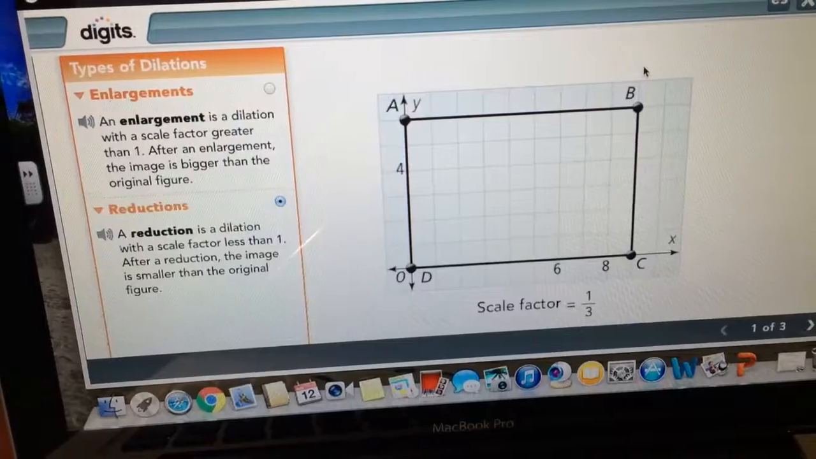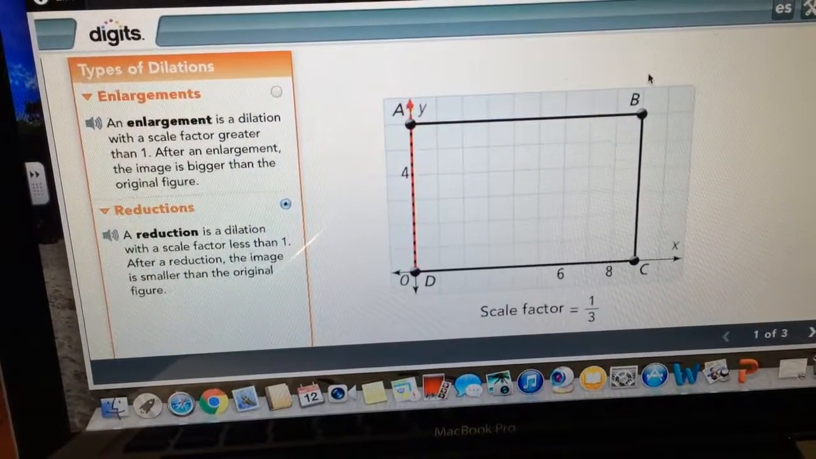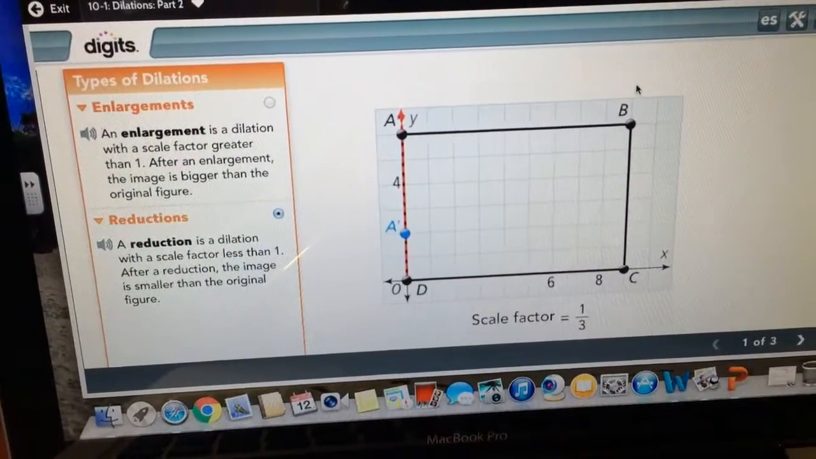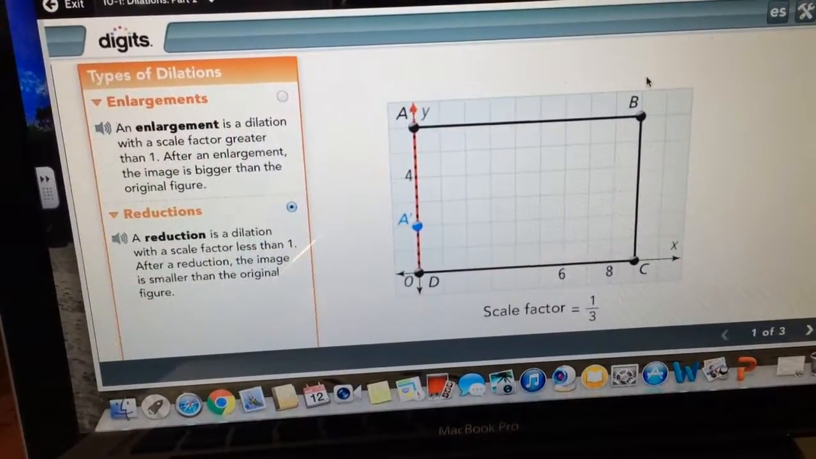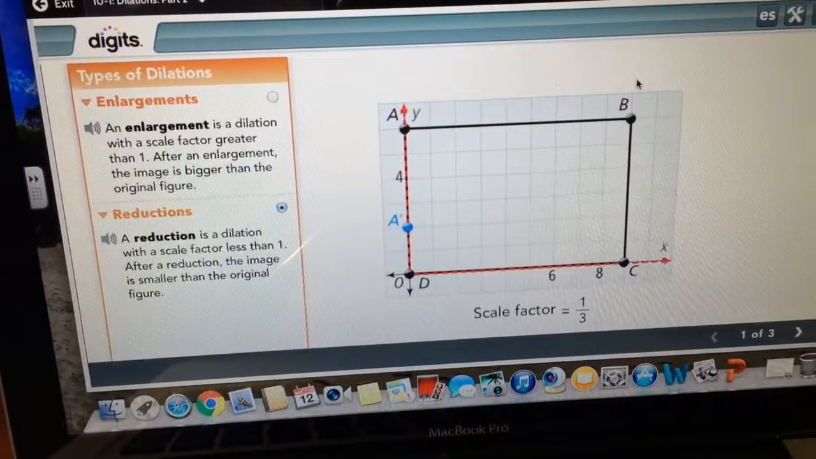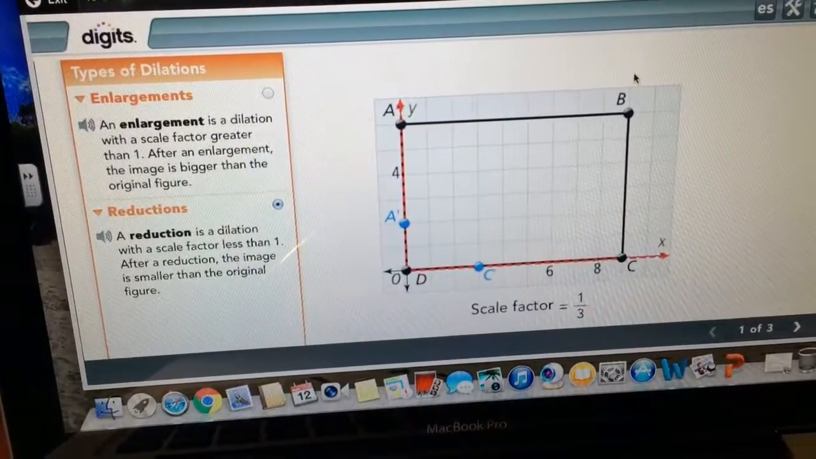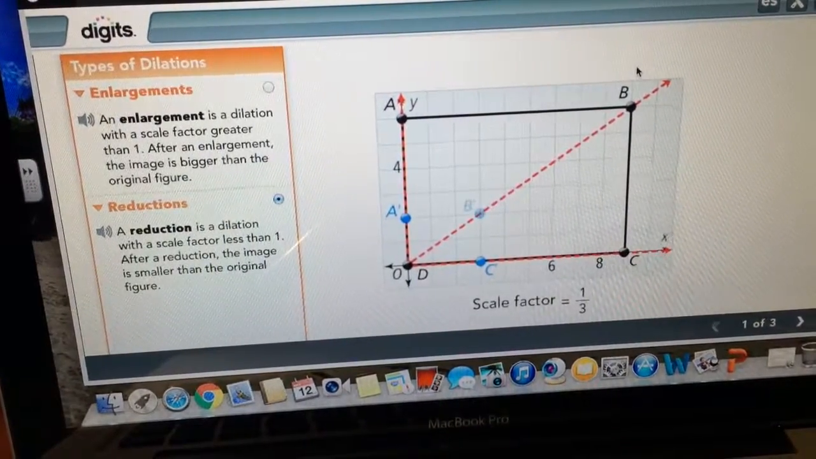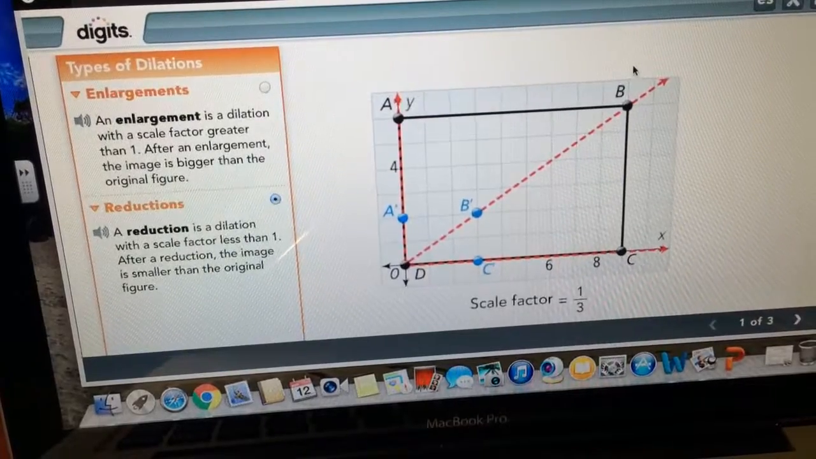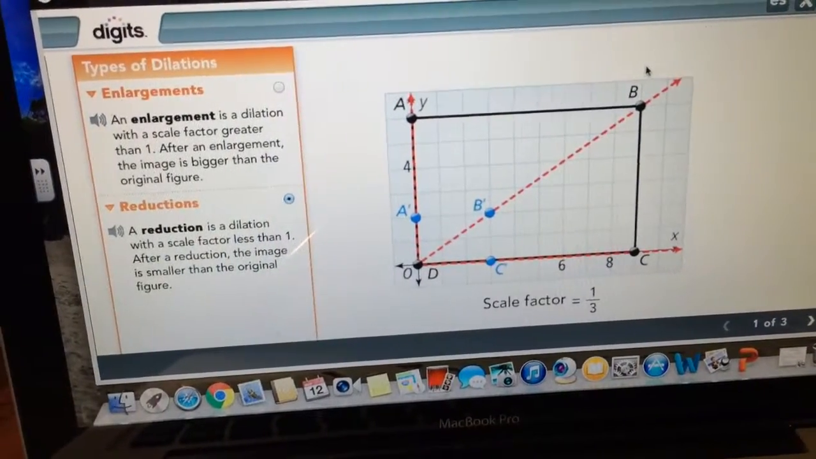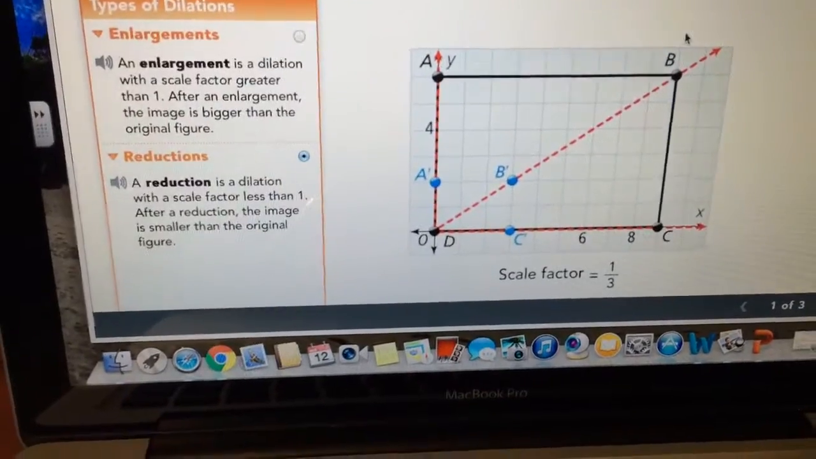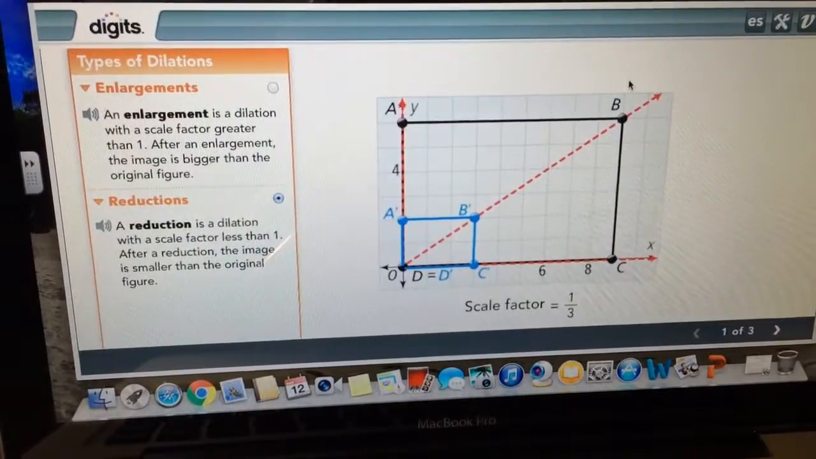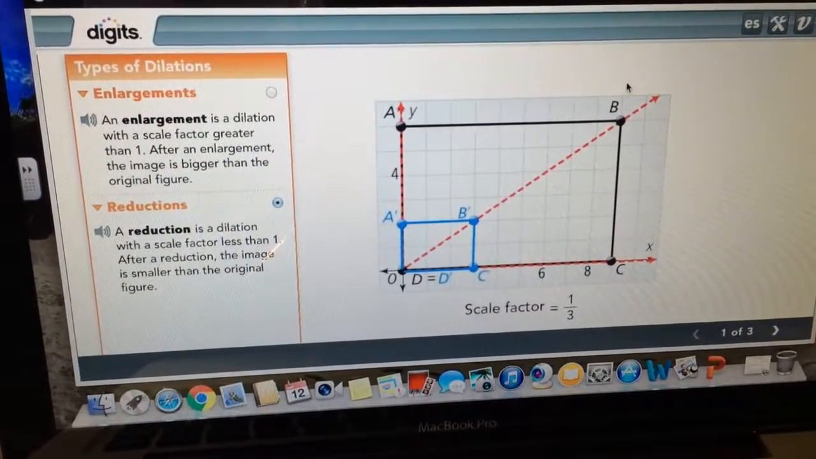A is 6 units from the center, so A prime is 6 times 1/3, or 2 units from the center. C is 9 units from the center, so C prime is 9 times 1/3, or 3 units from the center. Similarly, B prime is 1/3 as far from the origin as B. D is at the center, so D prime is in the same spot. Rectangle A prime, B prime, C prime, D prime is a reduction of rectangle ABCD.